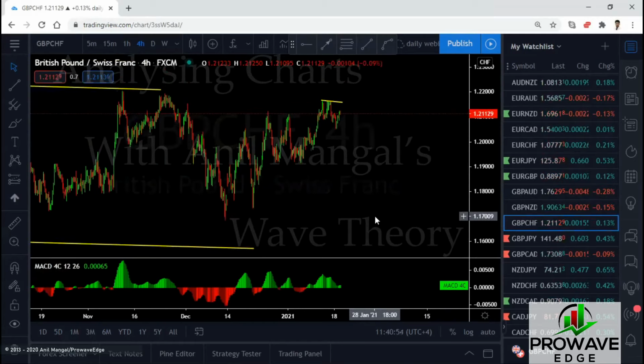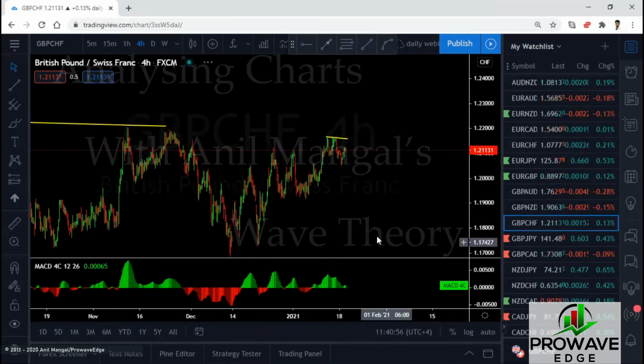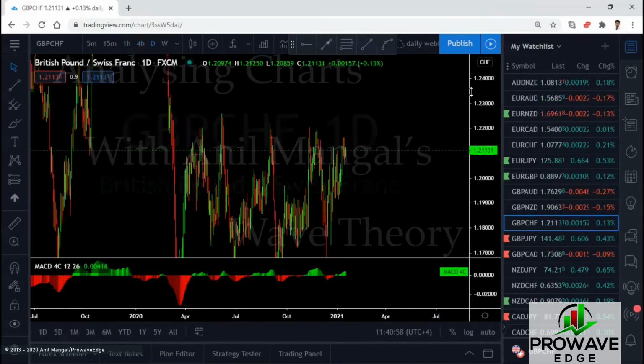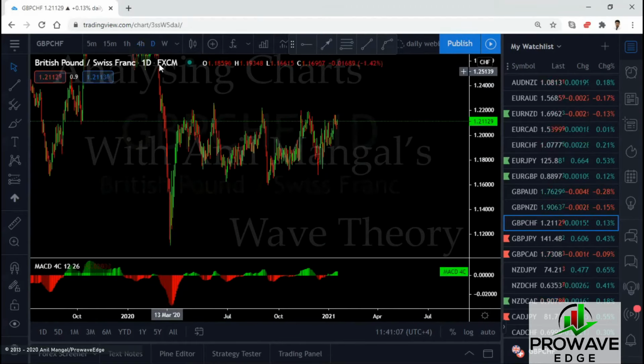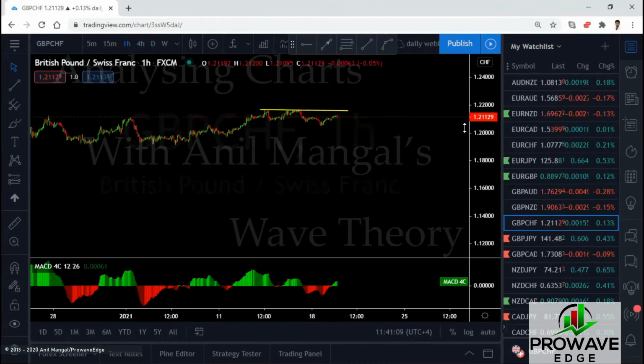Pound Swiss, it's going to go up, break the top, and then come back down. I think I showed that as well. Break this top. So there's a buy setup here and then downside. Let's see if we have the buy setup light up.